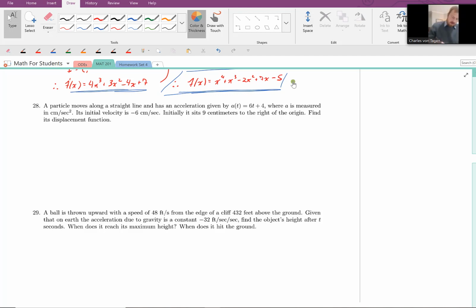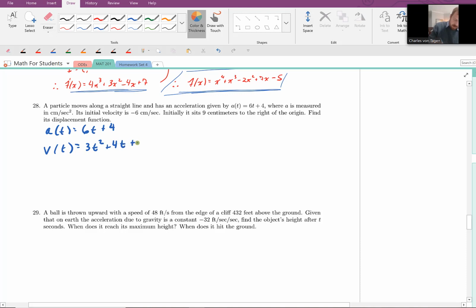We're told that a of t in this problem is equal to 6t plus 4. Well, we know that the derivative of the velocity is the acceleration, so the antiderivative of the acceleration function then is the velocity function. So we end up with v of t then would be what? Well, if I take the antiderivative of 6t plus 4, I end up with 3t squared plus 4t plus some unknown constant, c.